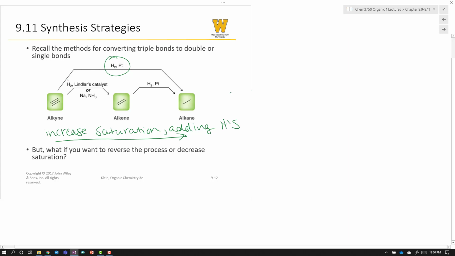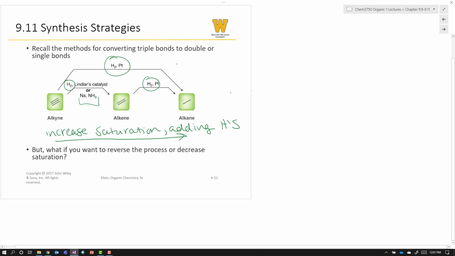We have the same thing, hydrogenation with a poison catalyst, so Lindlar's catalyst. We also have our dissolving metal reaction, so sodium in liquid ammonia. And then we also have, again, the hydrogenation with platinum, a reduction reaction. And so we have all these tools in order to increase saturation. Well, what about the reverse? How are we going to do that?